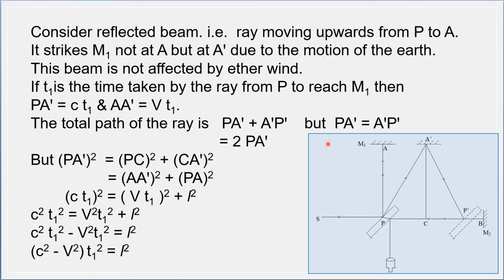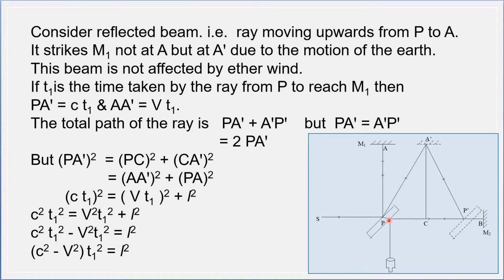In the previous two slides, we had considered the transmitted beam going from P to B1 and from B1 back to P, that is reflected by mirror M2. Now we'll consider the reflected beam, that is the ray going from P to A. Now what happens here is the apparatus is also moving because the Earth is rotating. The apparatus is also moving with the velocity v.